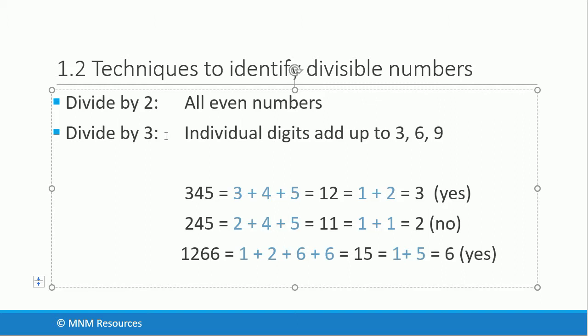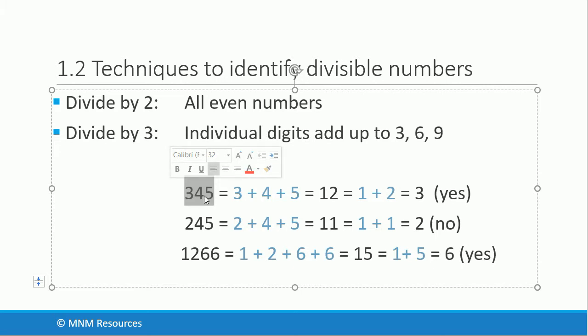When the question comes to, is a number divisible by 3? There's another trick that you can use. The rule is, if you take the individual digits of that number and add them up until they reach a single number, and they total 3, 6, or 9, then the number is divisible by 3. So let's look at these examples.